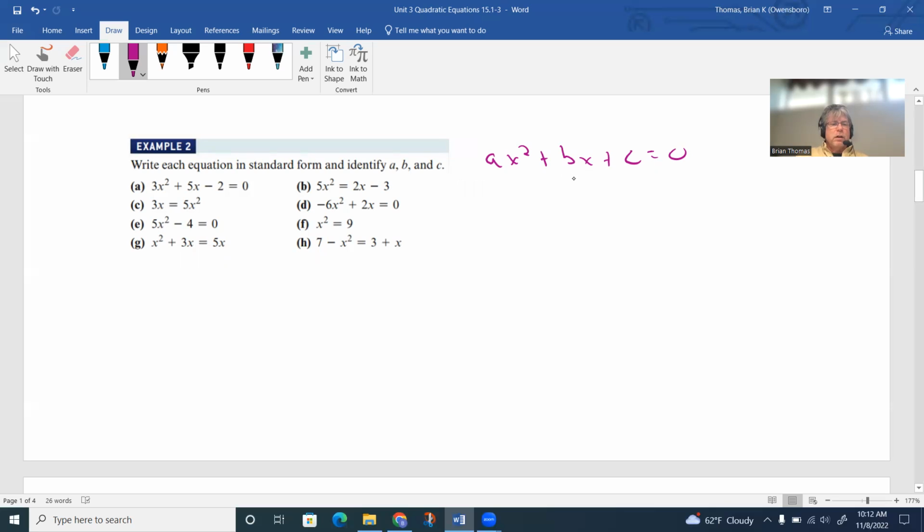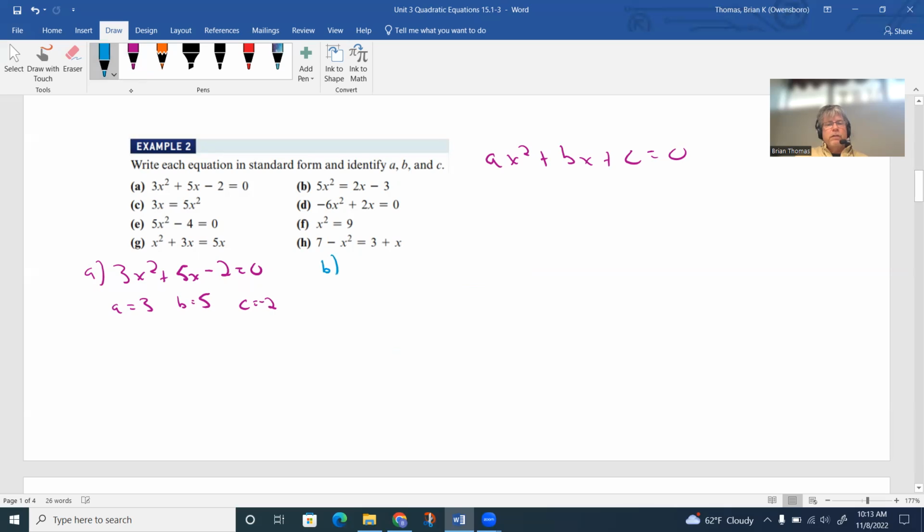So let's look at example A. We have 3x squared plus 5x minus 2 is equal to 0. Notice how all three terms are present, so it's in standard form. So I identify the a, which is the coefficient of the x squared, which is the 3. The b is the coefficient of x, which is the 5. And the c is the constant, which is the -2.